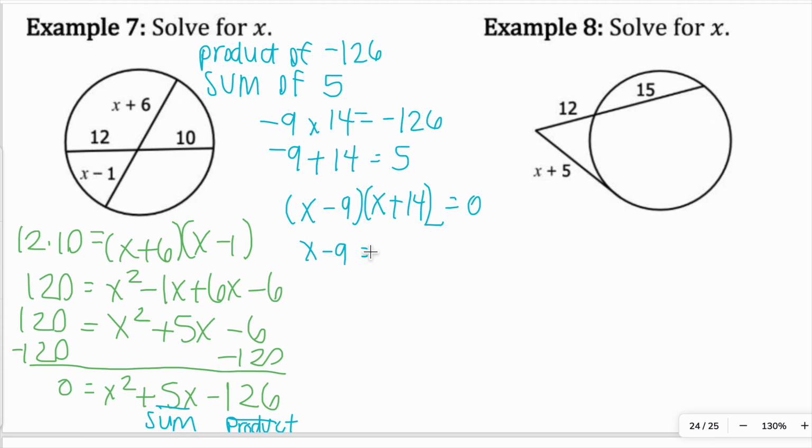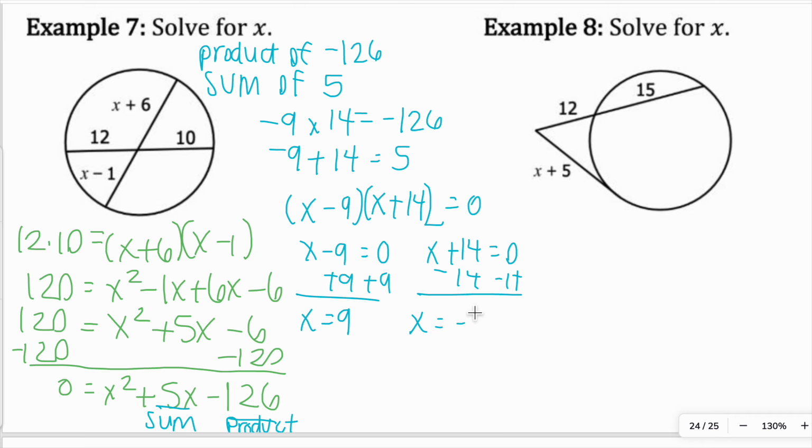So I'm going to solve each one. When I solve one of them, I'm going to get x is equal to 9, and then this one, I'm going to get x is equal to negative 14. When you're thinking about plugging in negative 14 to this, negative 14 plus 6 gives me a negative 8. And unfortunately, when we talk about using distance, we can't have a negative distance. So the only true option here would be 9, because we can't measure distance with that negative.